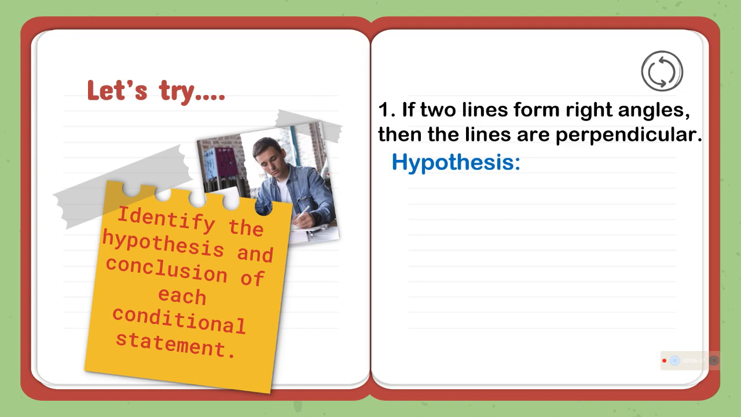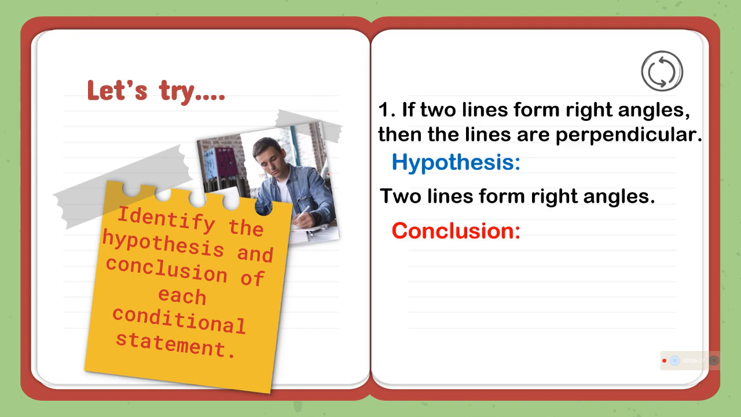Correct. We have two lines that form right angles. Okay, how about our conclusion? What should it be? That will be, the lines are perpendicular. That is correct.